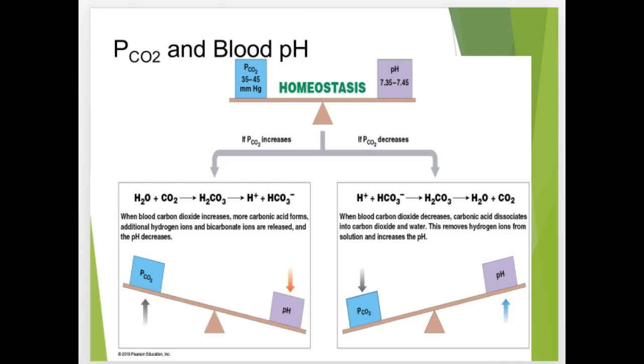All right, so CO2 is found in the blood in 3 different forms. Make a note of this. So CO2 can be found dissolved. About 10% is dissolved in the plasma.